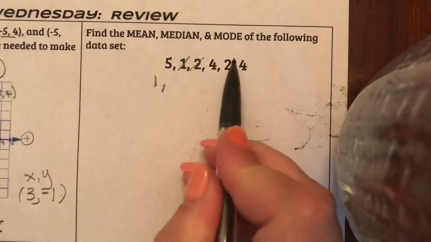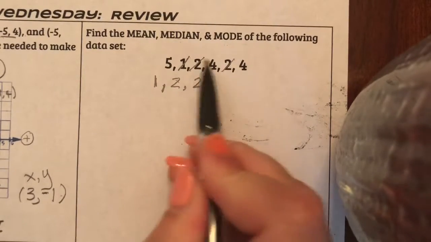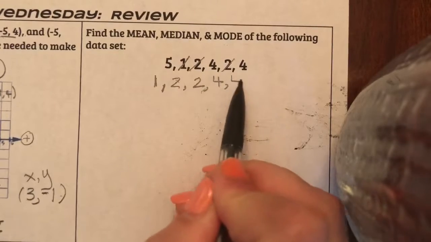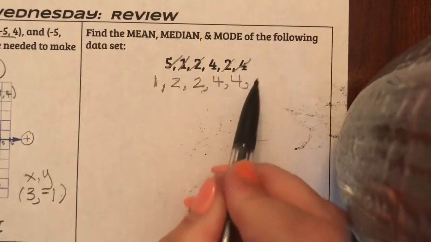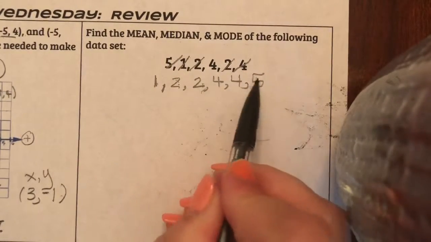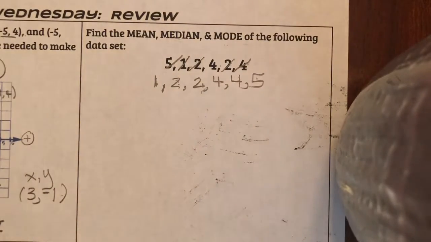1, 2, 2, 4, 4, and 5. So I've got 1, 2, 3, 4, 5, 6. 1, 2, 3, 4, 5, 6. I have done that correctly.